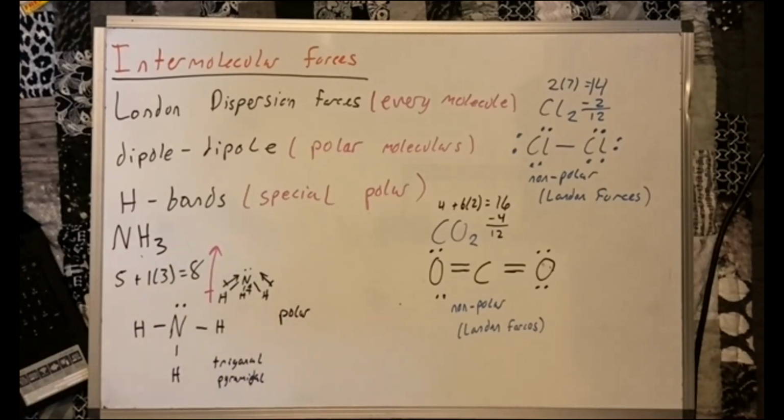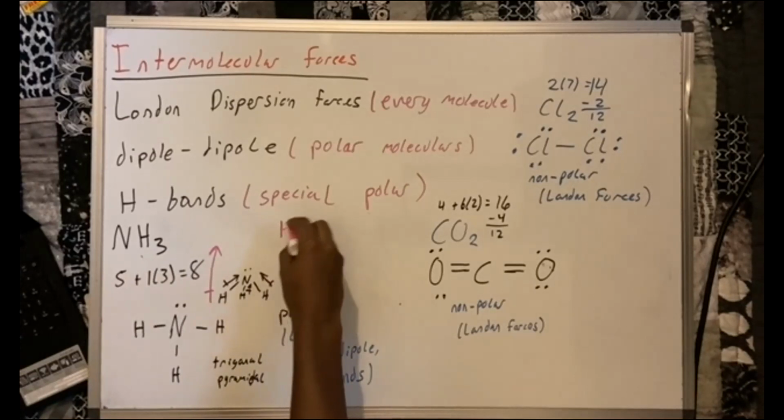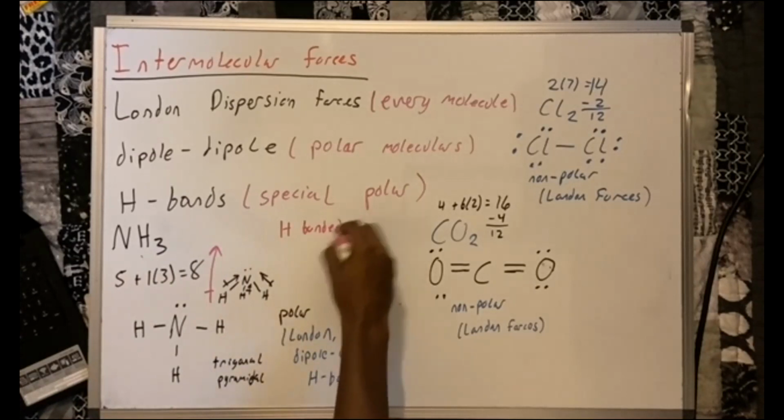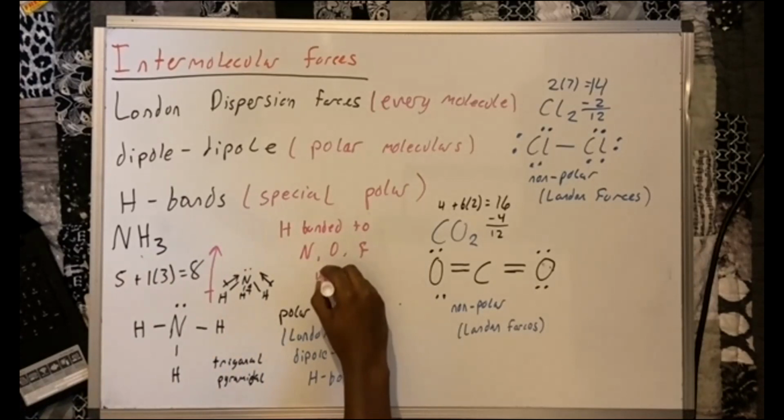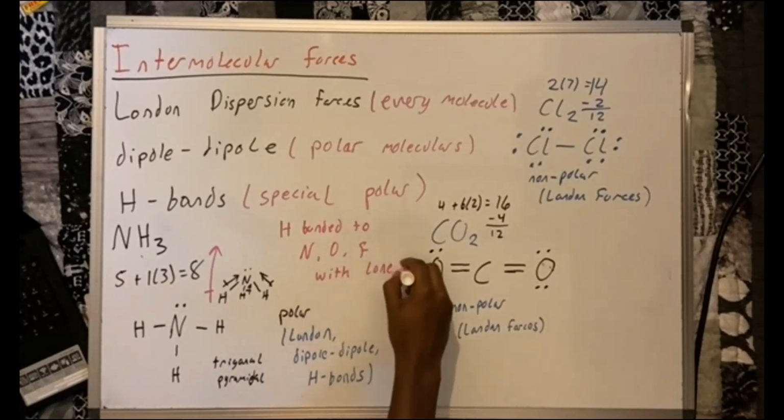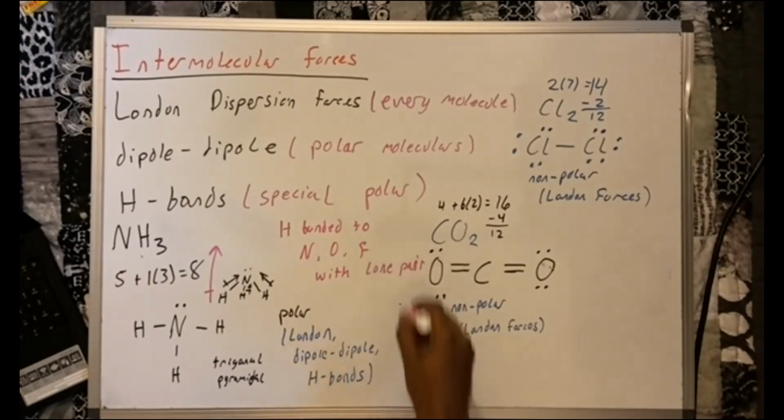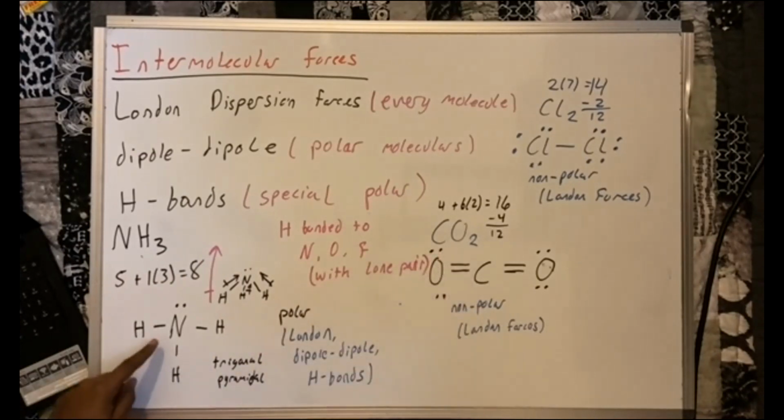So what forces does it have? Remember, everything has London, so it has London forces. It also has dipole. But also, it has H bonds, right? Maybe you remember. To have a hydrogen bonding intermolecular force, you had to have an H bonded to N, O, or F with a lone pair. Put that in parentheses. That's exactly what we have right here. We have a hydrogen bonded to a nitrogen with a lone pair on it. And so this is hydrogen bonding as well as dipole-dipole.